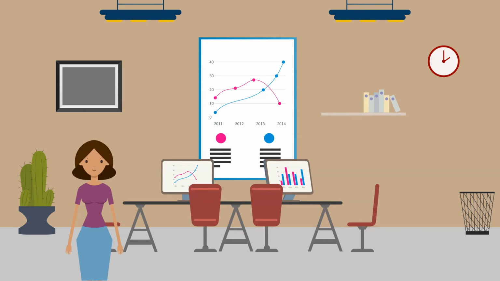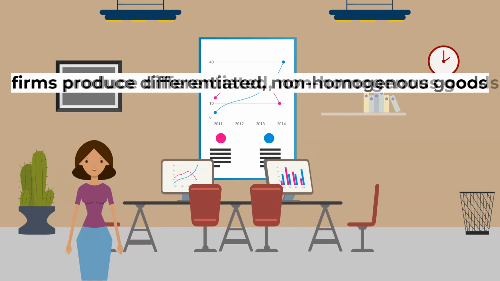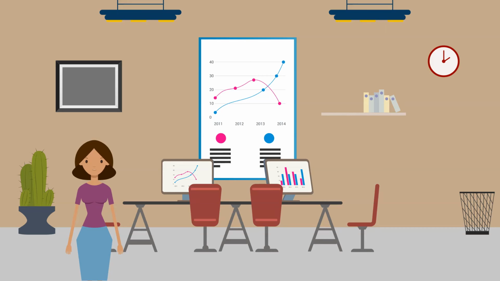The difference between monopolistic competition and perfect competition is that in monopolistic competition, firms produce differentiated, non-homogeneous goods or services. This means that individual firms do have some price-setting power, and so the curve is downward sloping.